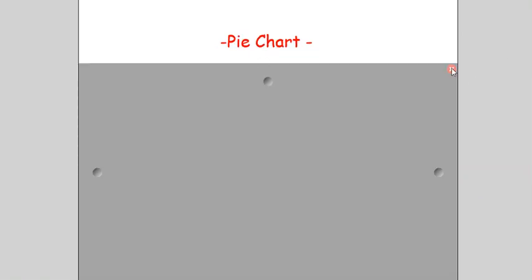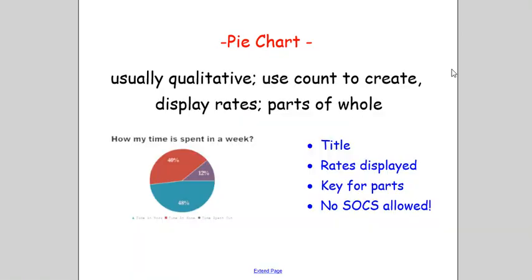Pie chart. Okay, the pie chart is usually qualitative. Sorry, it says qualitative. Oh yes, that's what type of data we have. The most important thing there is that you use that to represent parts of a whole. So if I have a whole number of 60 frogs, and I want to tell you that 25% of them are pink, I could use a pie chart.